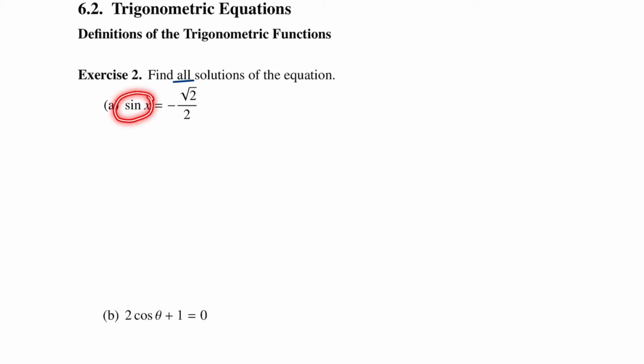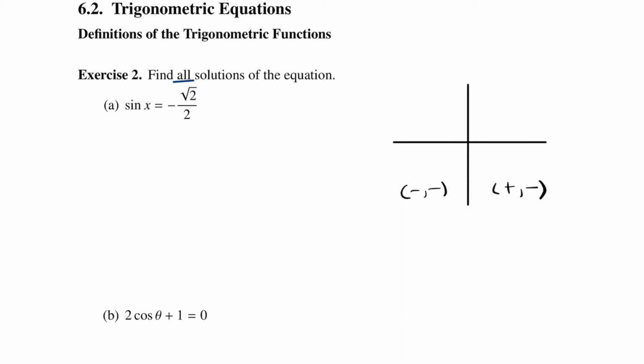The way I like to start these questions off is I notice that sine is isolated and it's equal to a negative value. So we know sine is negative in two quadrants: quadrant 3, negative, negative, and quadrant 4, positive, negative. Sine is the y-coordinate, and that's why sine is negative in these two quadrants. So I'm going to draw an angle in those two quadrants. I'm not sure exactly where the angle would be, but that's okay. As long as you realize that there are two angles in these two quadrants, one in each, that are going to be the solutions to this equation.